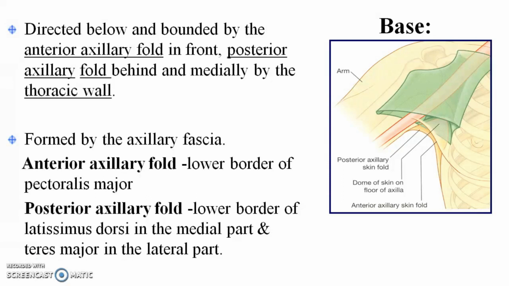It is as simple as that. We have only three boundaries for the base also, such as anterior axillary fold, posterior axillary fold, and medially by the lateral thoracic wall. I think there is no necessity for any diagram, it is much simpler for you to remember. Now we will go on to the other walls of the axillary region.